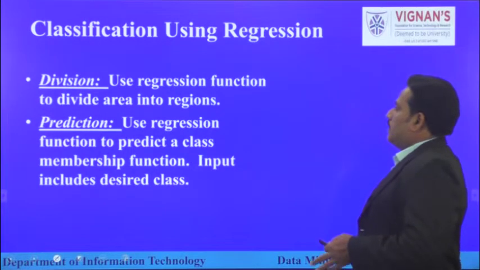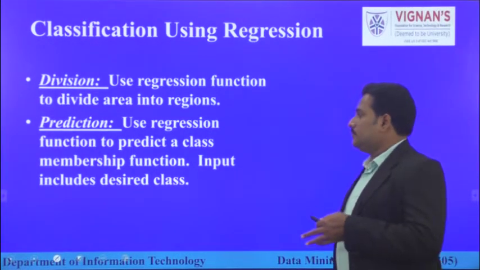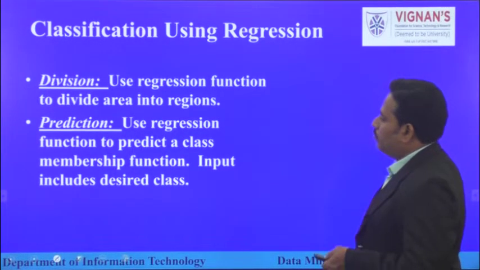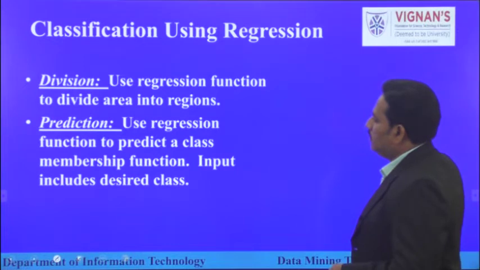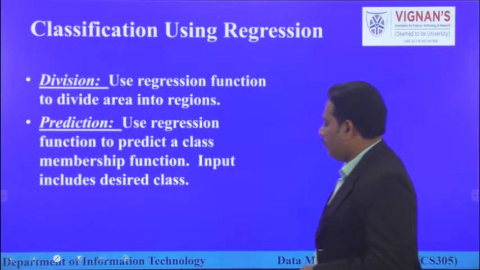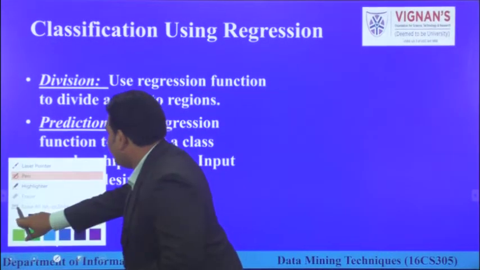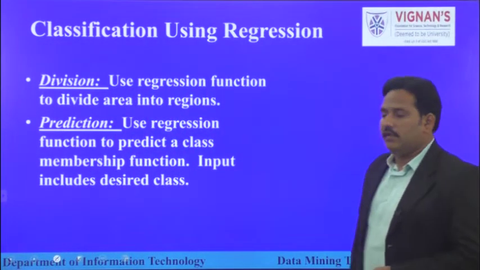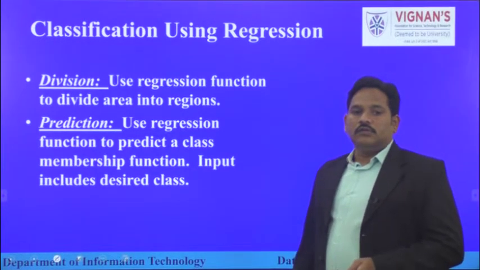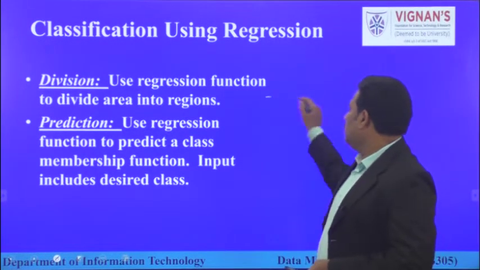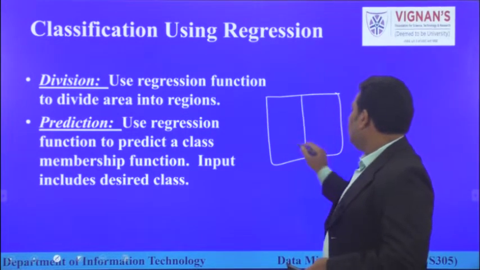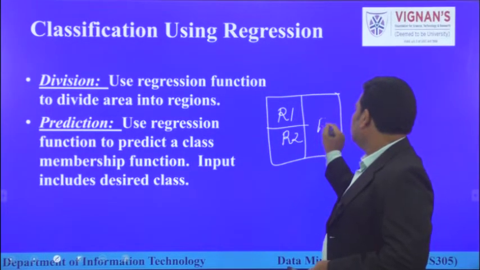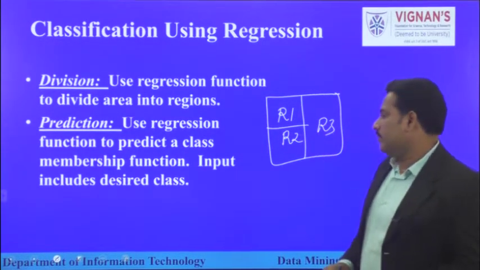Now, how can we use this classification with the help of regression? In this regression, we are applying two major functions: division and prediction. In division, we use the regression function to divide the area into regions. Like this is region 1, 2 and 3, because I randomly took some example.